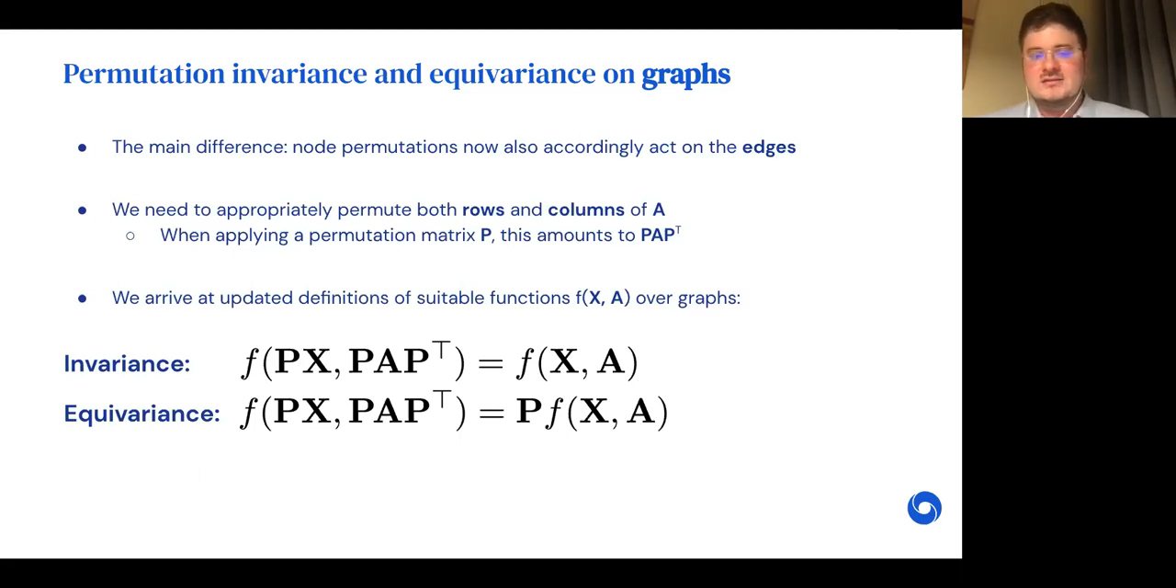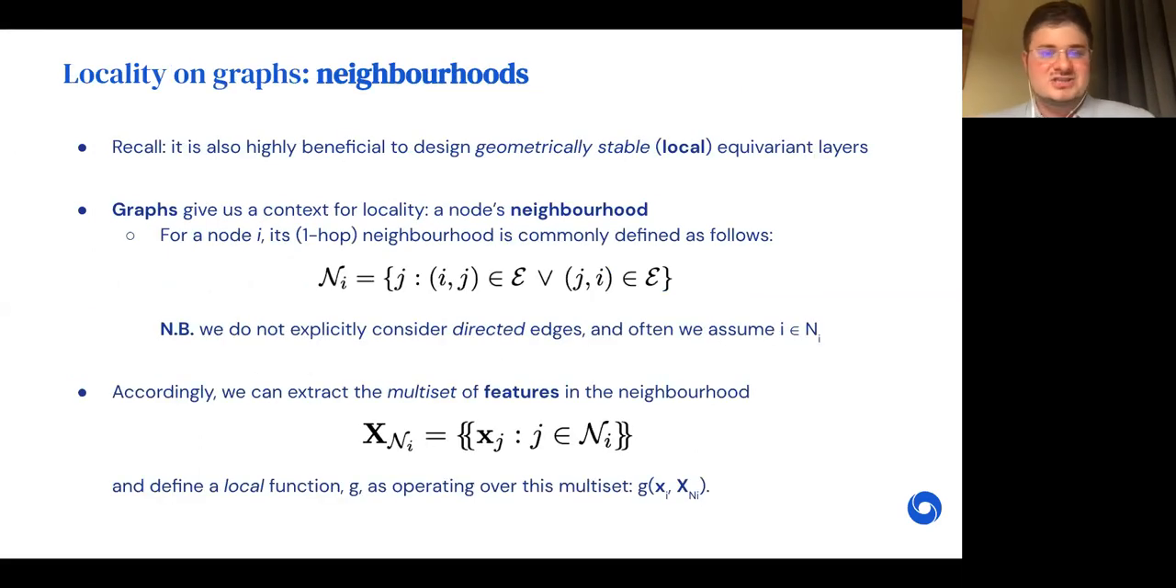So with that in mind, the invariance and equivariance formulae are pretty much exactly the same as what you've seen over sets. There's just that extra input that you have to be mindful of. Now, another thing that I mentioned is quite beneficial in the geometric blueprint is that we want to be able to design geometrically stable, i.e. local equivariant layers. And graphs give us a very nice context for this locality, which is a node's neighborhood. So for a node i, I can define its one-hop neighborhood as the set of all the nodes it's connected to with an edge. And I can also extract the set of features in the neighborhood, which I denote X_Ni. So these are all the feature vectors in node i's neighborhood.